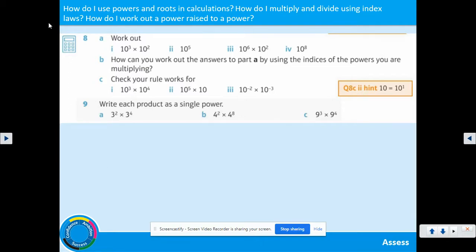Having a look at question 8, you can use a calculator and you need to work out the questions that it's put on the screen. And then for question 9, you need to think about what you've done and what rule you've come up with and what you think works for the rule when you're multiplying indices, and write each product as a single power. So it doesn't want you to work it out. It doesn't want you to tell me the answer to 3 squared times 3 to the power of 4. It needs you to write that as a single power with the rule that you've come up with. So pause the video and play when you're ready to go through the solutions with me.